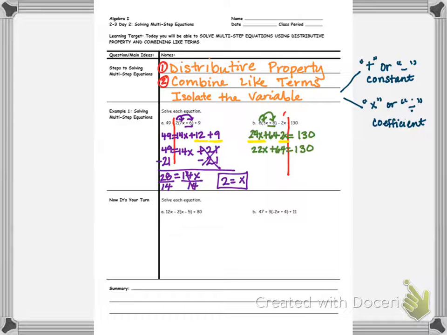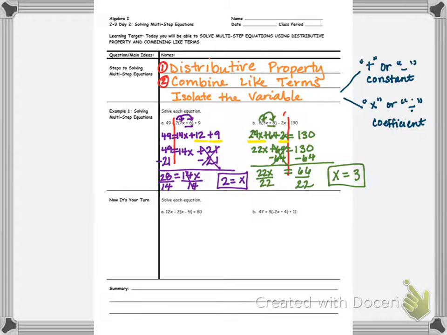Once again, now we have a two-step equation, and we're going to solve like we know. I subtract 64 on both sides because it's a plus 64. I do that opposite operation. I bring down my 22x. These cancel out, and this equals 66. I divide by 22 on both sides of my equal sign. 22 divided by 22 leaves me with x. 66 divided by 22 leaves me with 3. So x equals 3.